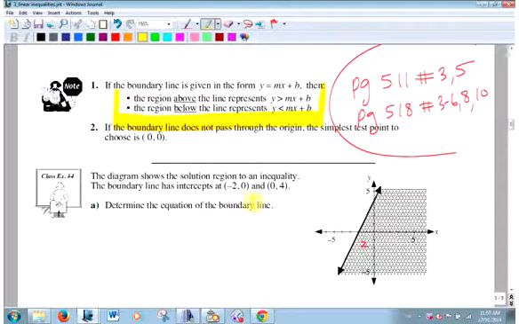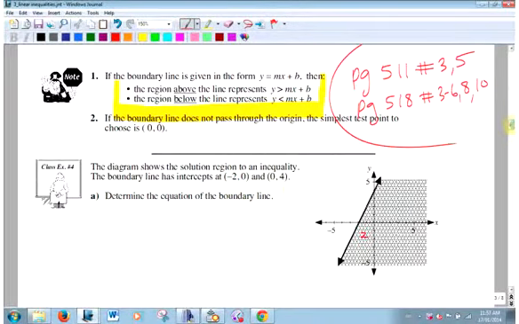Should I do this one or not? Are we pretty good with our lines? Do we remember this stuff from grade 10? All right. What if we're going backwards? What if you don't have the equation of the line, but you're given the picture? Do you think you can find the equation of that line?